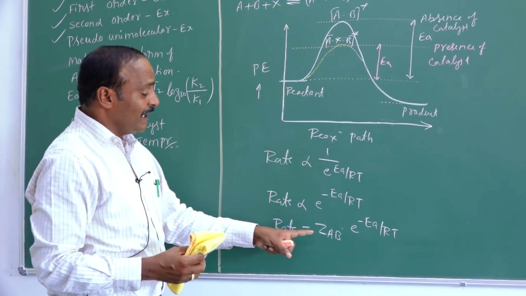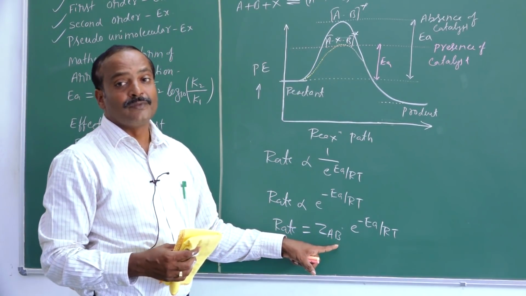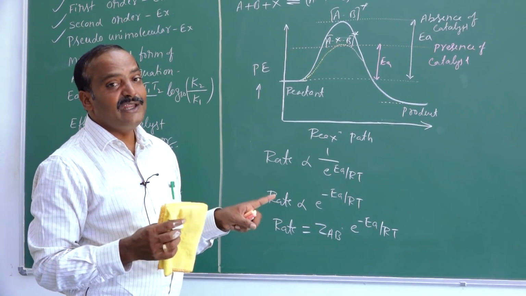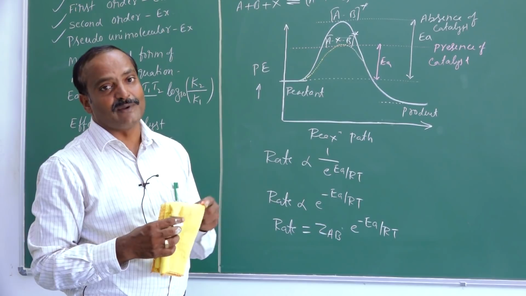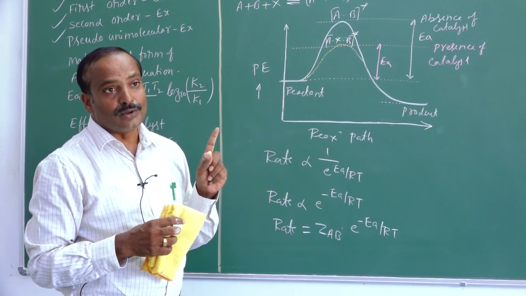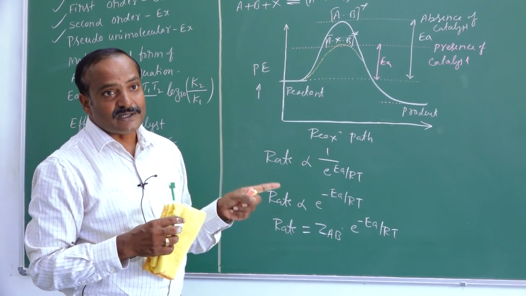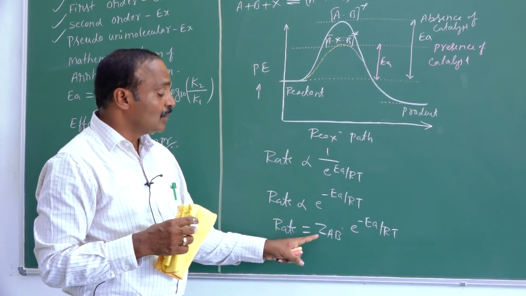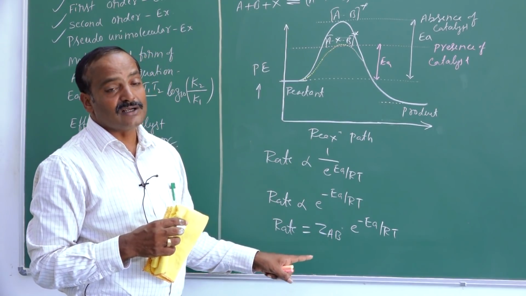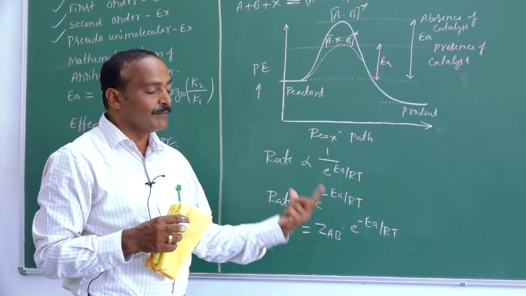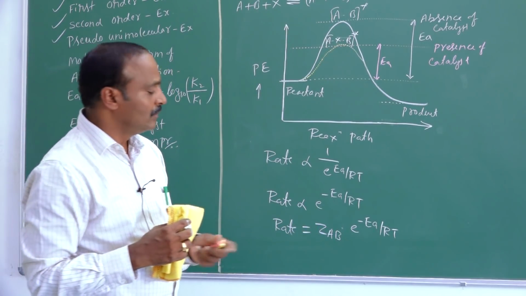ZAB is equal to collision frequency. It is also called Arrhenius factor or Arrhenius frequency. What is collision frequency? The total number of collisions per second per unit volume of the reaction mixture is called collision frequency. It is also called Arrhenius frequency. This is the simplest form of Arrhenius equation.